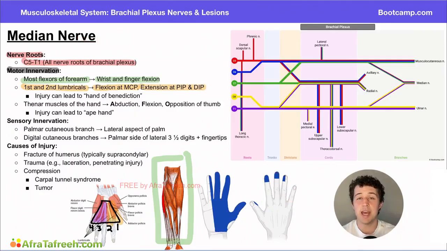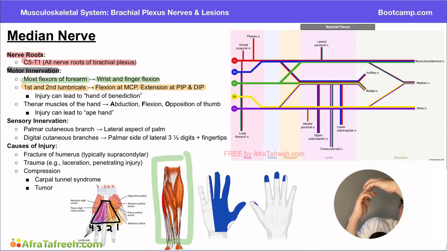So if it's lumbricals day at the gym, what are you going to do? We'll start with a relaxed hand, and first I will extend at the distal and proximal interphalangeal joints, and then I will flex at the metacarpophalangeal joints, leaving me with this shape of a hand. Now here I am using all of my lumbricals, but remember the median nerve only innervates the first two lumbricals, so it will only cause this action.